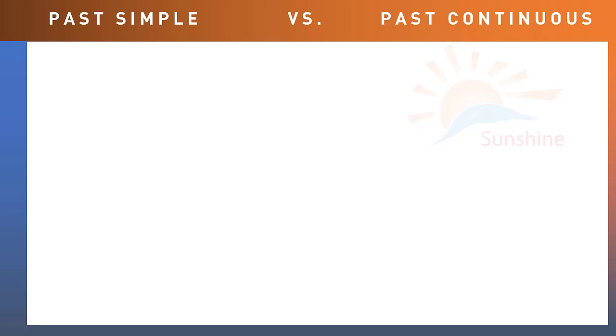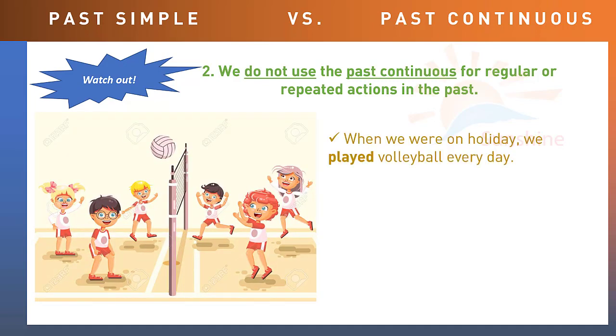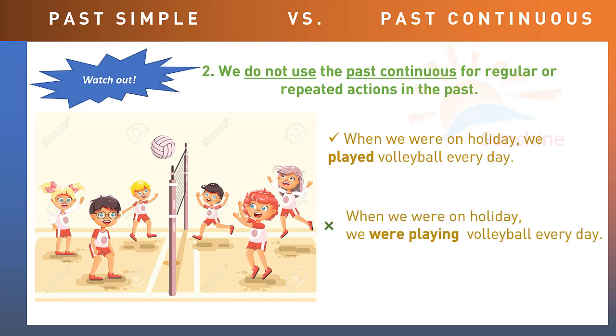Be careful, we do not use the past continuous for regular or repeated actions in the past. For example, we would say, when we were on holiday, we played volleyball every day. We would not say, when we were on holiday, we were playing volleyball every day.